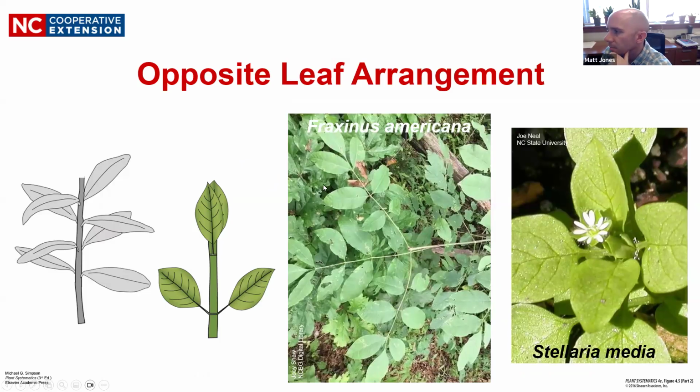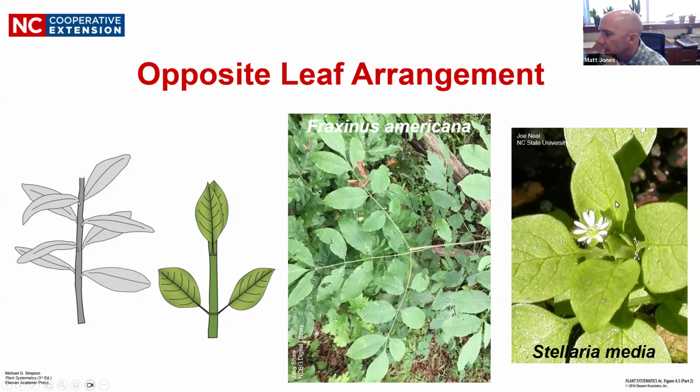Opposite leaves include things like ash. This is green ash or white ash, forget the common name. But they also have compound leaves, just to make it more fun here. But if you look carefully, this is a single compound leaf, another single compound leaf, opposite each other on the stem. So at any one point, there's a pair of leaves.